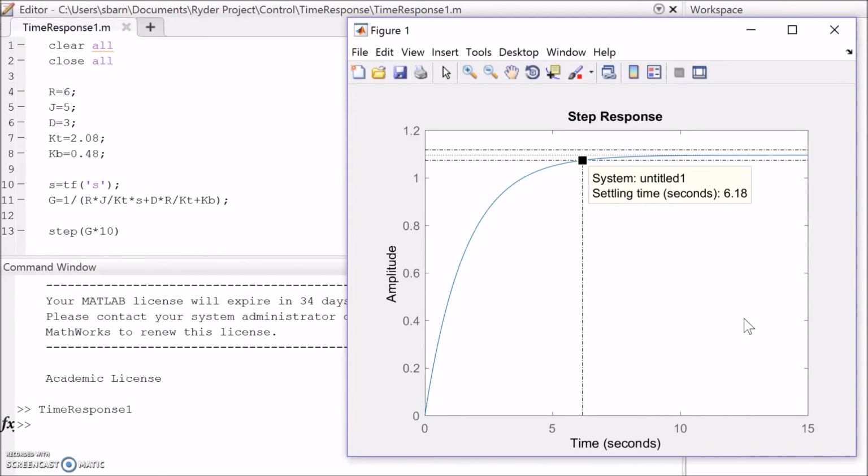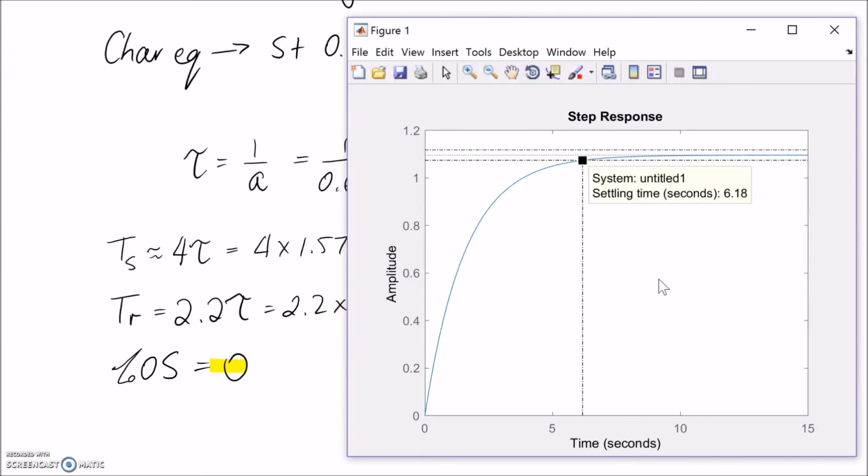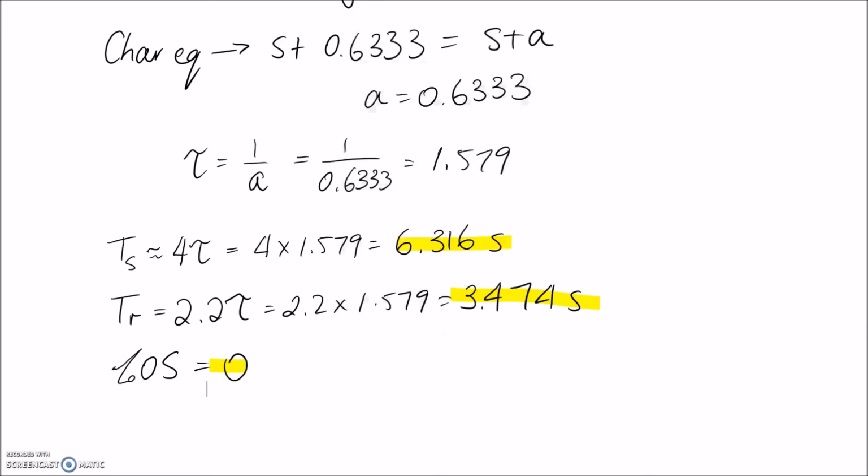So settling time is 6.18 for our system. If we jump back to what we had before, we had that it was 6.3 approximately seconds. But remember, this is an approximation formula, so that's why it's not exact. So now let's have a look at some other things. So we also have the rise time. So again, we can click on that. And it tells us that the rise time for this system is about 3.47 seconds. If we jump back here, we can see that we also calculated that for the system.